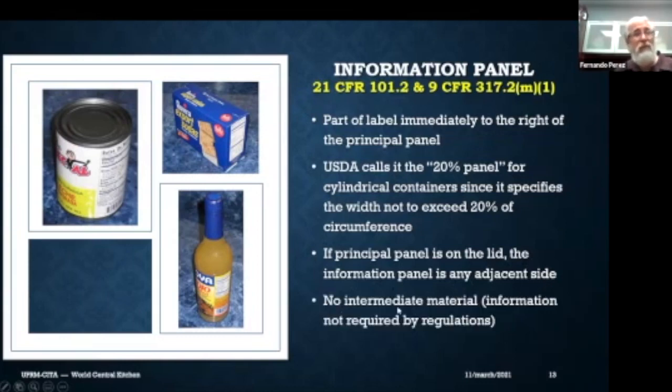And finally, in the information panel, we should have no intermediate material. What does that mean? Well, as we will see soon, there is some information that should be in the information panel. So when you organize the information panel, say you have requirements A, B, and C, there should be no additional information between A and B or B and C. So it has to be A, B, C with no intermediate material or intermediate information, okay? That's basically what that means. And again, that's a requirement of the regulation. If you include some information, whatever that is, it can be considered mislabeled. And mislabeled most probably will lead to a recall, okay?